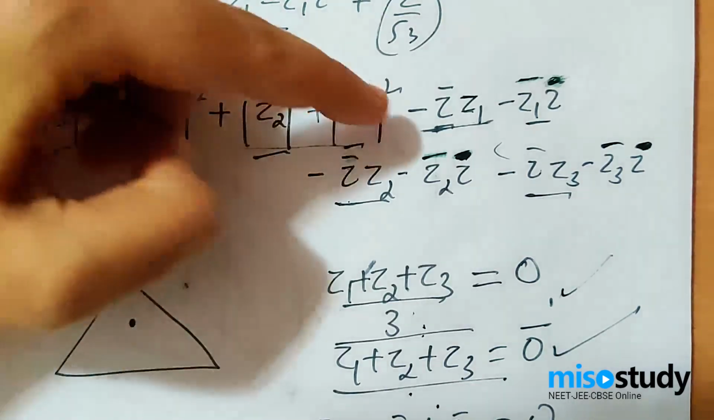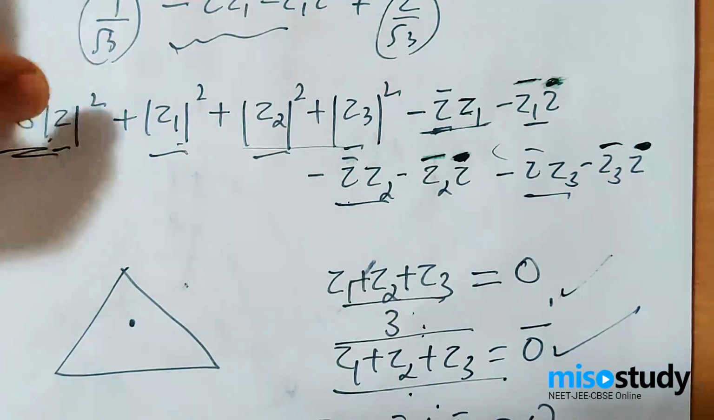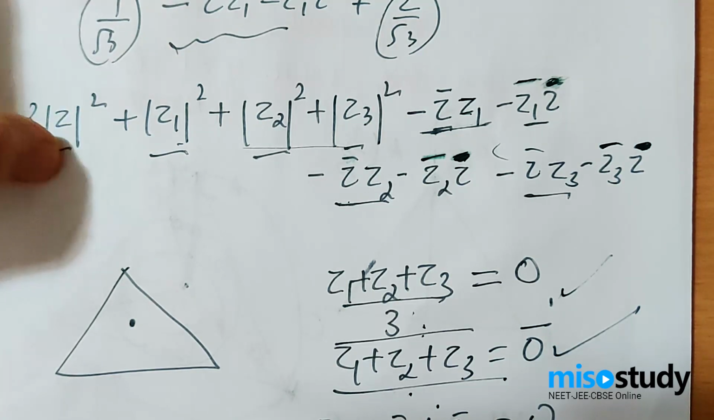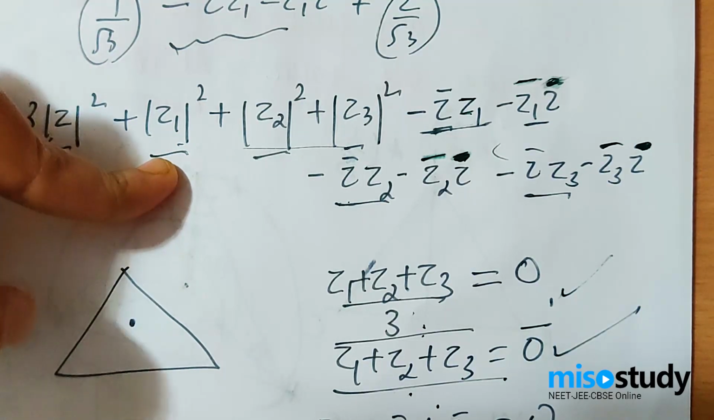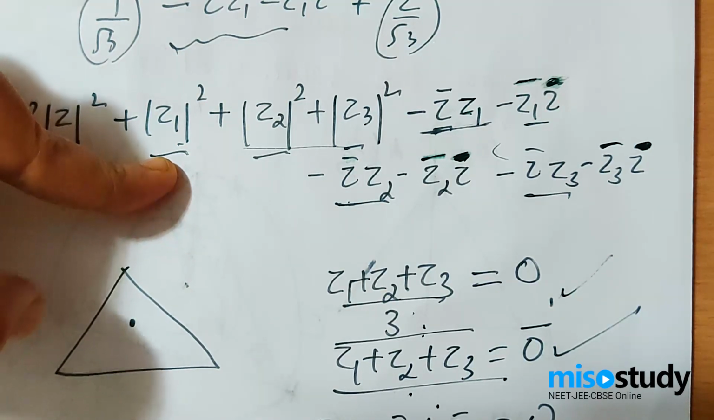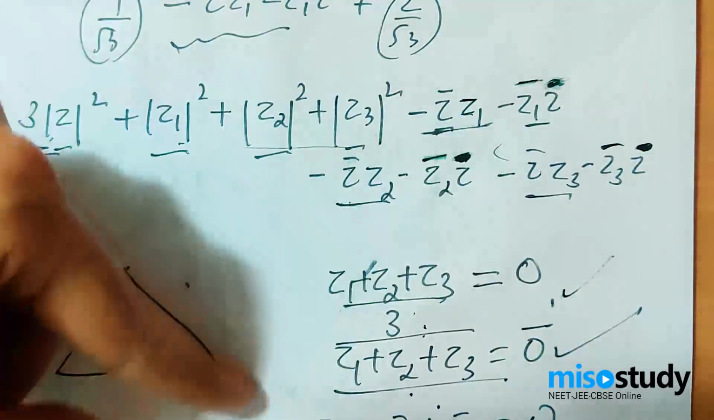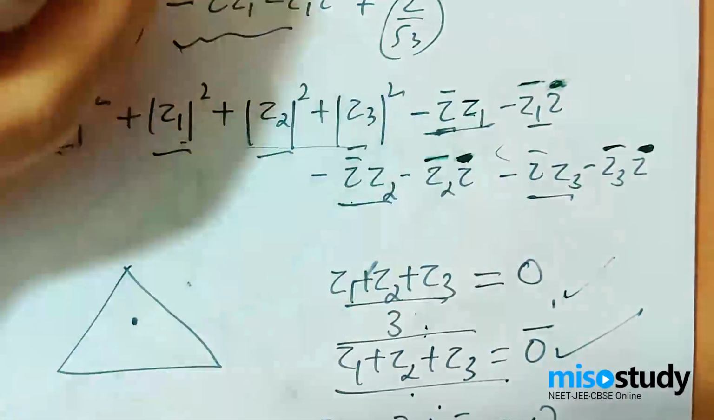The value of this is known, the value of this is known, because we found out that the inradius is 1 upon root 3. We'll square it and find the value. We know z1, z2, z3 are the points on the circumcircle, and we know the radius of the circumcircle as well. Now coming to this portion, we will use these results to evaluate these portions.